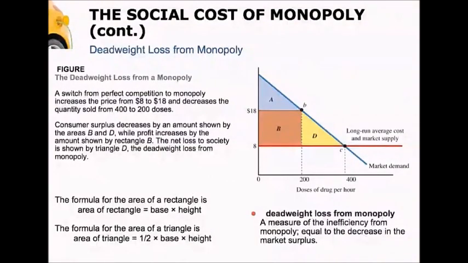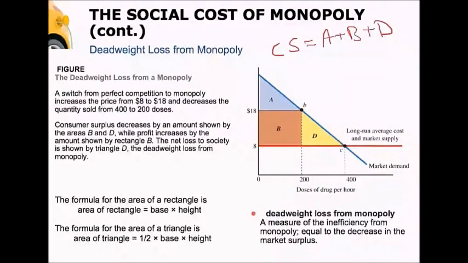What do we see when we look at what the actual social cost is? Well, let's look at this graph here where we've got the demand curve and the long-run average cost and the market supply curve. And so if this is the perfectly competitive market, we know that we get equilibrium here at point C, and we would get the consumer surplus being everything under the demand curve but above the price. So consumer surplus would be equal to A plus B plus D.